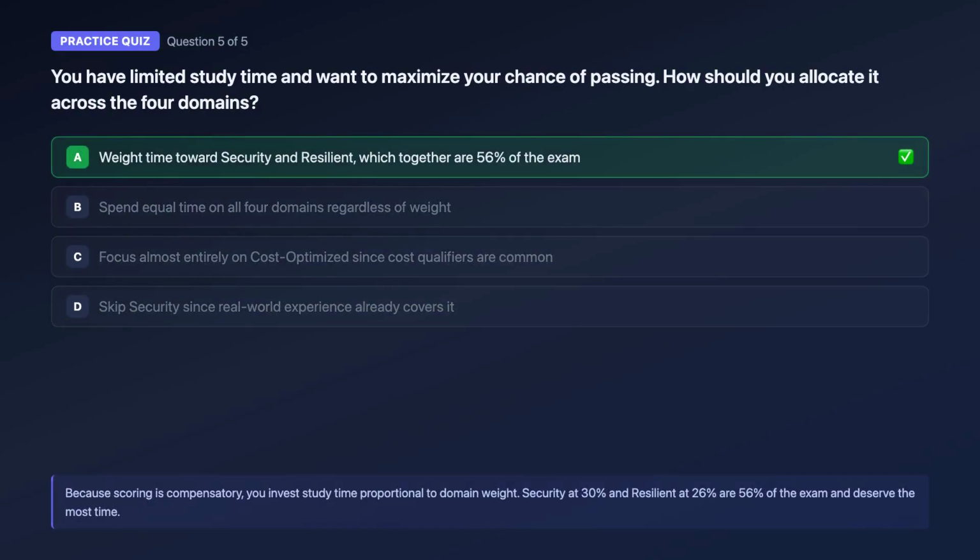The right call here is A. Because scoring is compensatory, you invest time proportional to domain weight. Security at 30% and resilient at 26% make up 56% of the exam, so that's where the most hours belong. And security is the domain candidates most underestimate, so don't skip it.